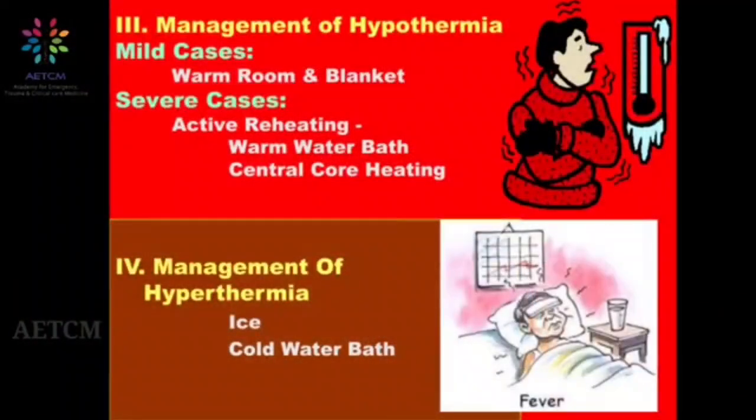Another key thing in the management in the ER itself is the management of hypothermia. Mild cases can be managed with a warm room and blankets. Severe cases might require active rewarming, including a warm water bath or central core heating. If the patient is hyperthermic, of course, you need external cooling measures like ice, cold water bath, apart from pharmacological interventions.